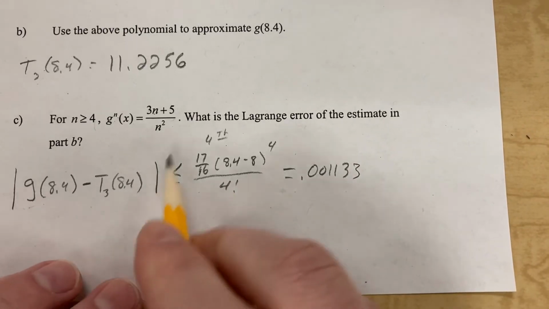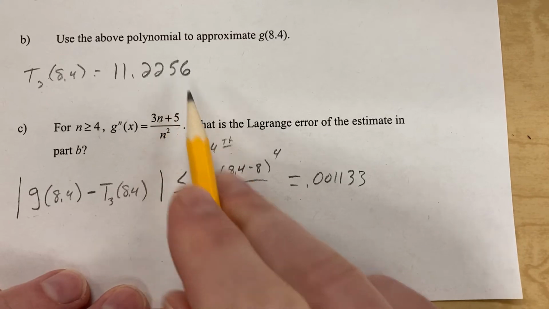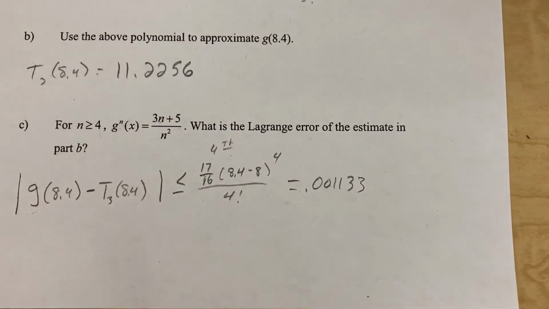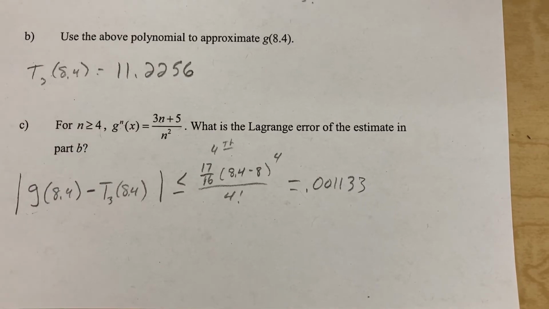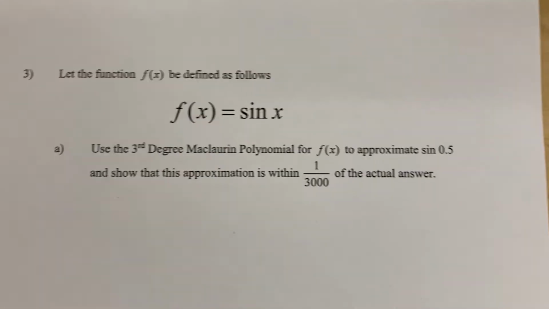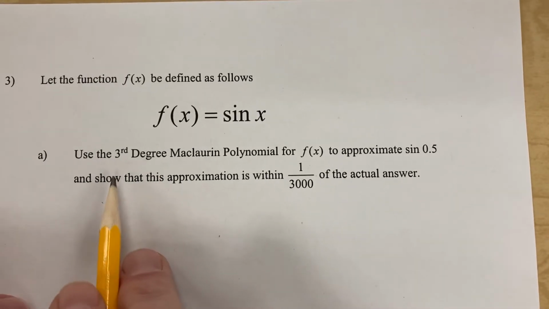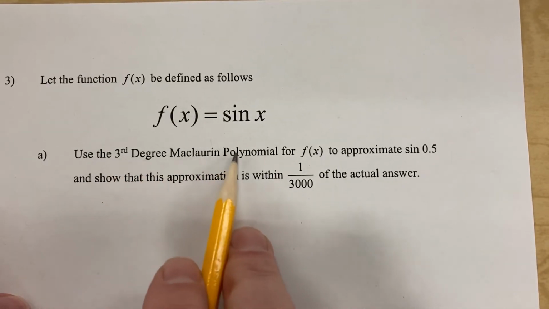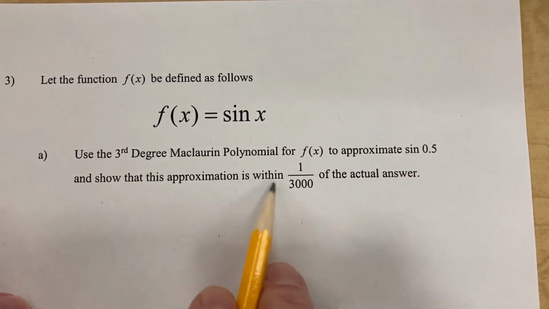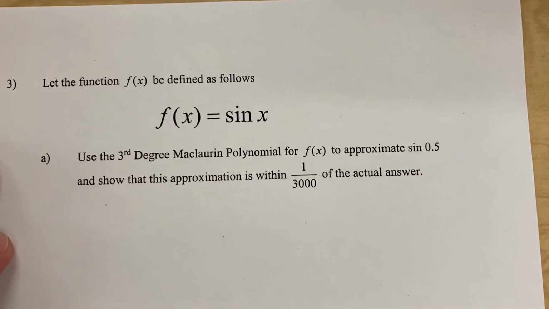So we know that this approximation, 11.2256, is within this amount of the correct answer. That's what we're being told. All right, then we have a function sine x. We want to use the third degree polynomial for this function to approximate sine of 0.5 and show that it's within 1/3000th of the actual answer.